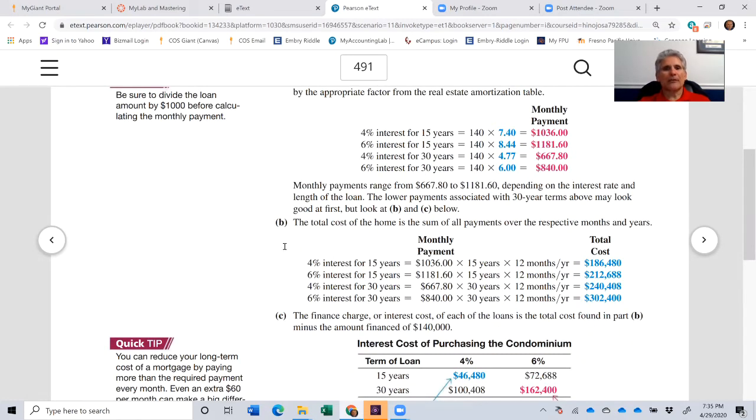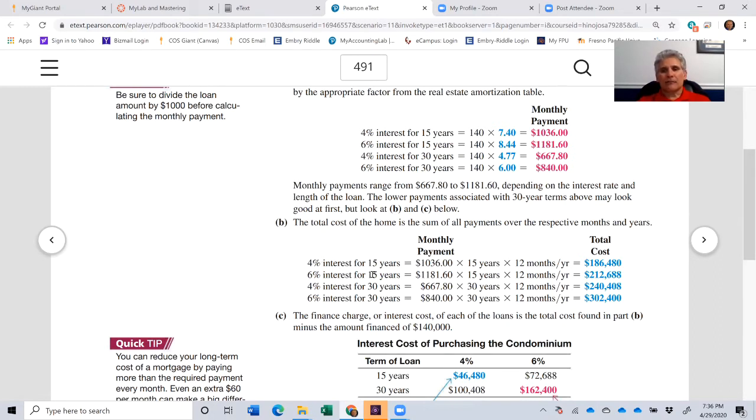So now we're going to compare the two. If we take the 1,036 and it's for 15 years, we'll multiply that by 15, but then it's monthly payments, so we'll multiply that by 12. The total amount of payments will be $186,480. Keep in mind we borrowed $140,000 and we're going to pay back $186,480. That's under the 4% for 15 years.